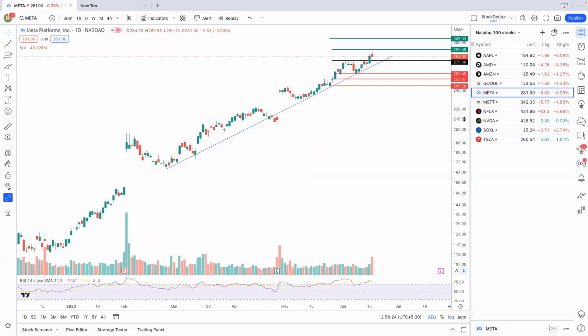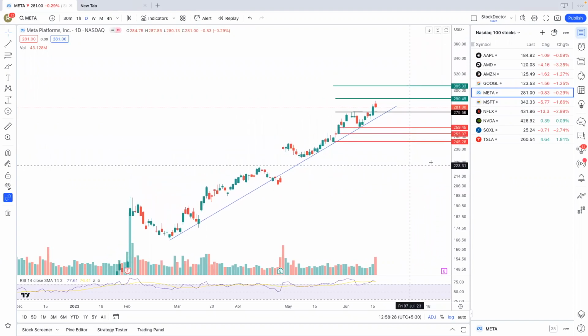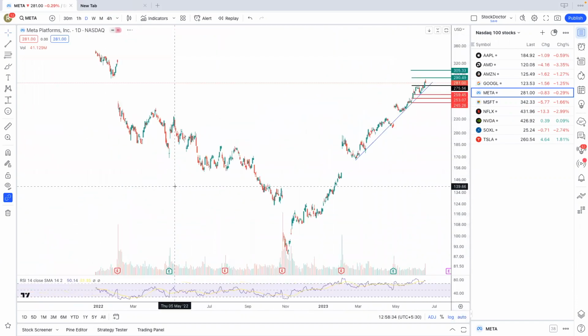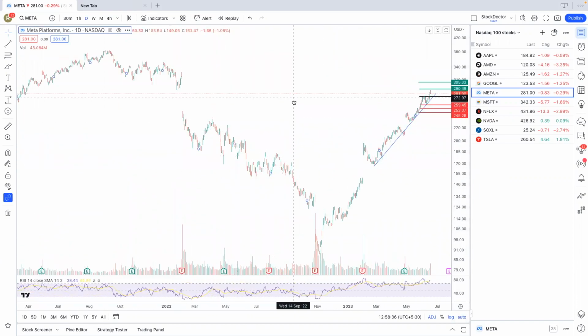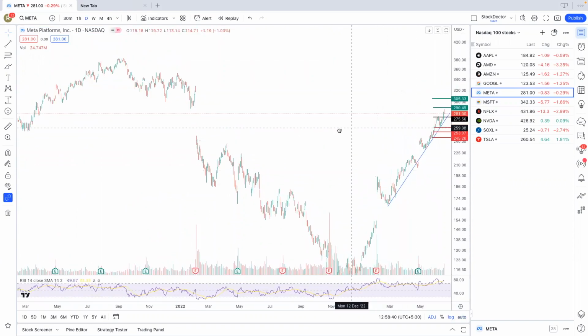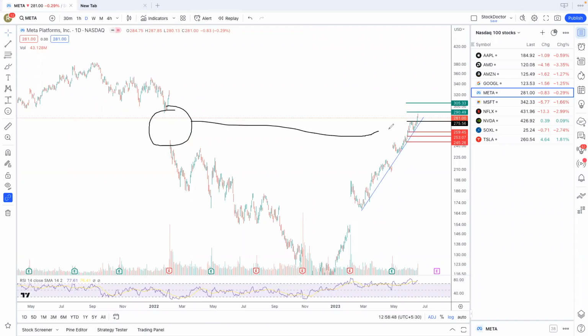Meta is non-stop going up, my friends. You can see here there is no stopping, and for Meta there was one gap, you can see, and it has almost filled that gap. You can see here it has almost filled this gap, or not almost, it has completely filled this gap. This gap is filled here.